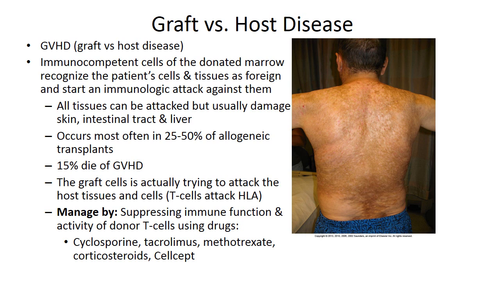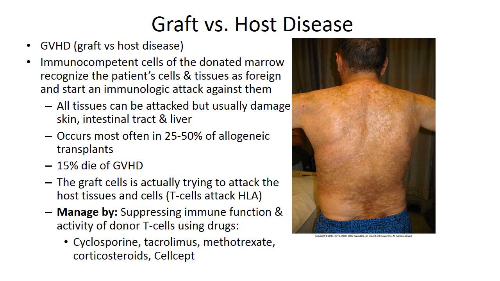So graft versus host disease is something that can happen when a stem cell transplant is being done. What graft versus host disease is, is when immunocompetent cells of the donated bone marrow recognize the patient's cells and tissues as foreign, and they start an attack on them. And basically they will attack all tissue. They can damage the skin, the intestinal tract, and the liver. And it can occur in almost 25 to 50% of our allogeneic transplants.